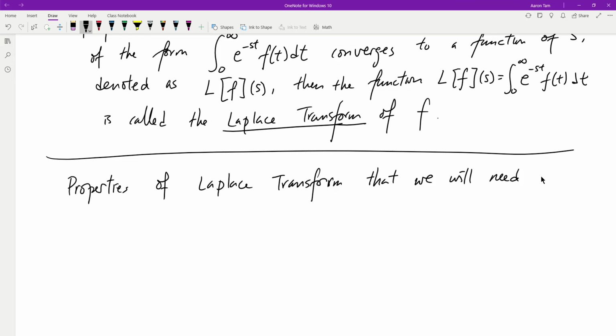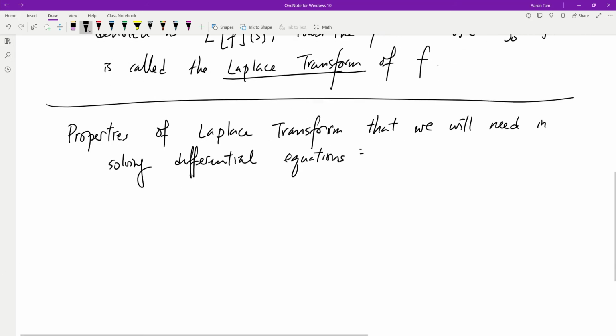That formula sheet you'll be allowed to use when you're taking a test. I don't expect you to memorize all those formulas, but you do need to know how to use them. So here are some important properties of Laplace transform that we'll need in solving differential equations. Some of these you do need to memorize, and some of these you'll notice are actually on the formula sheet that I gave. If it's not on the formula sheet but you need to know, then you're going to have to memorize it. And I'll point out which ones you need to know.